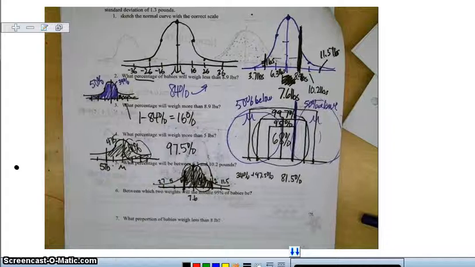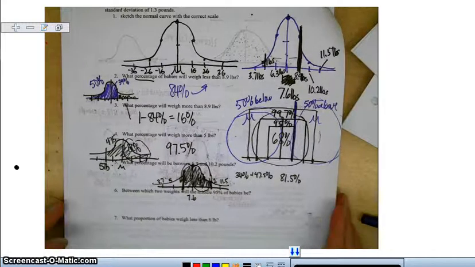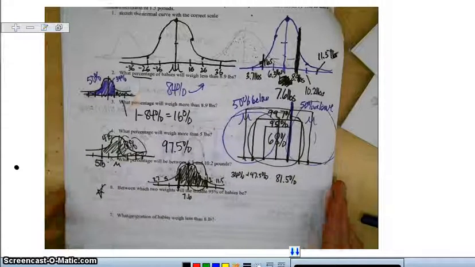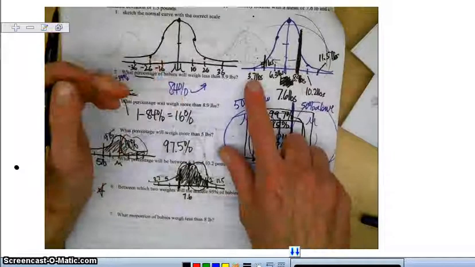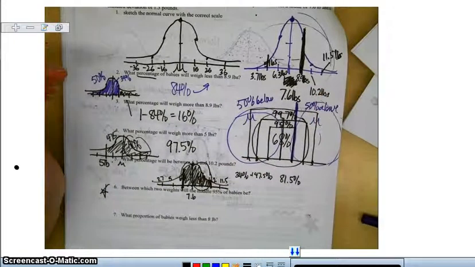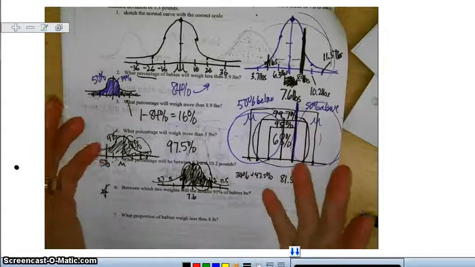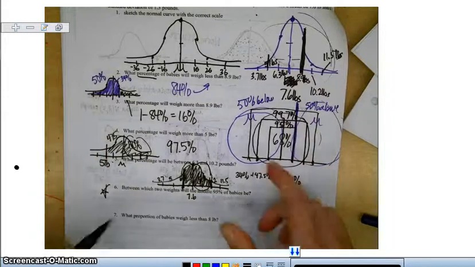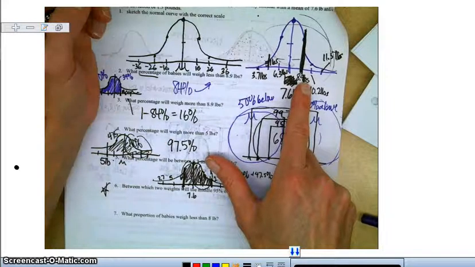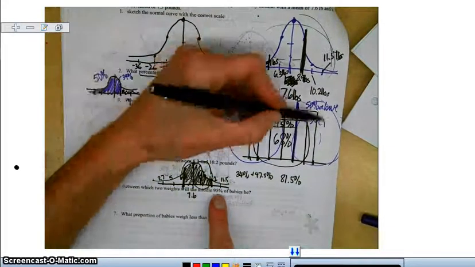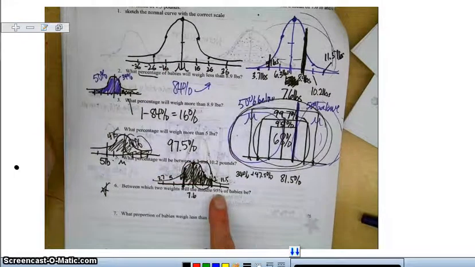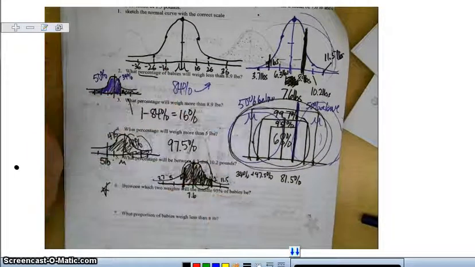All right, so between which 2 weights will the middle 95% of babies be? This is a problem that's backwards. They're asking us what numbers along the bottom will give us 95% of babies weighing in between. Now you could actually pick something like 3 standard deviations below and 1 standard deviation above and maybe capture 95%. But we're looking at the middle 95%, which is what we refer to when we use our 68, 95, 99.7 rule. That's the rule on the previous page right here.